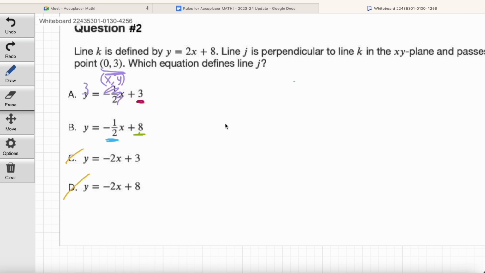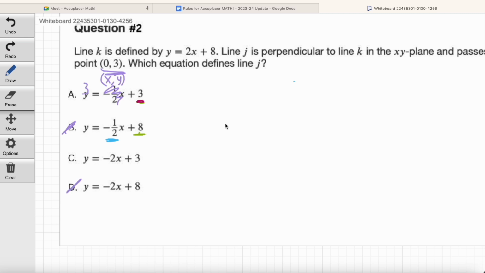What about answer choice B? Does that give us a true statement? When x is 0, is y 3? No way. y is 8 when x is 0. So it can't be B. C would give us a true statement, even though that's not a perpendicular slope, right? When x is 0, y is 3. So you might consider keeping that if you're just starting by plugging in the values. But D would give us 8 for y when x is 0. So that doesn't work either.